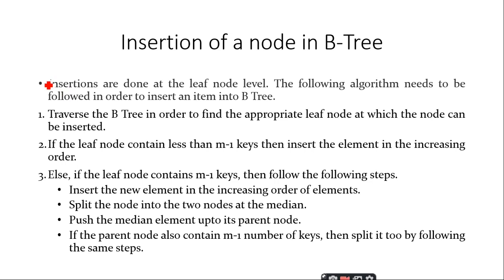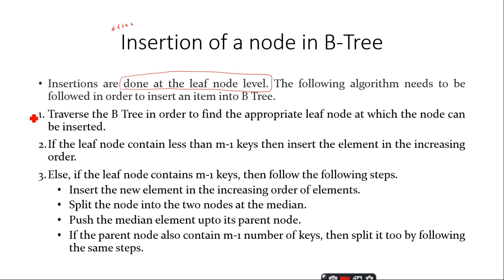So remember one important point, the first and foremost point you should remember for the insertion of an element inside the B tree: insertions are always done at the leaf node, right? You never insert a key inside the internal node. Internal nodes are not suitable for insertion operations. You always insert the key at the leaf node only. Is it clear? Yes, sir.